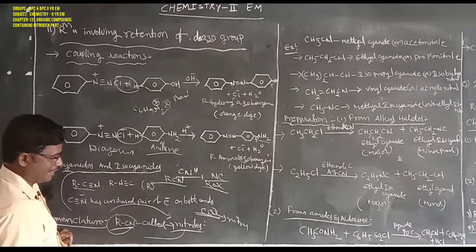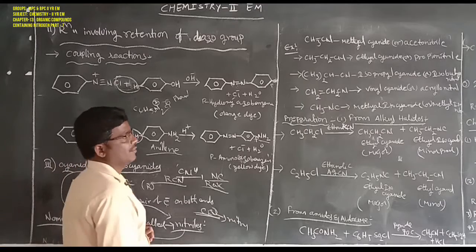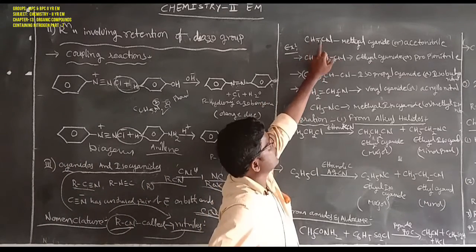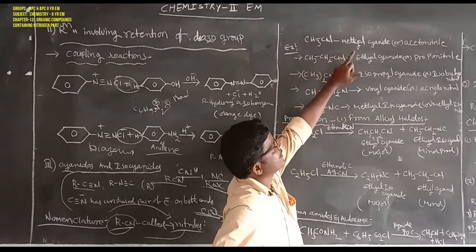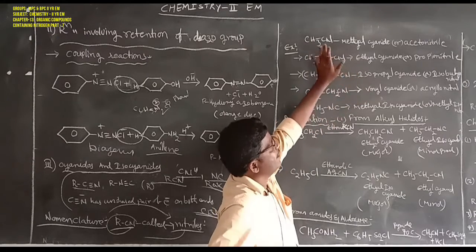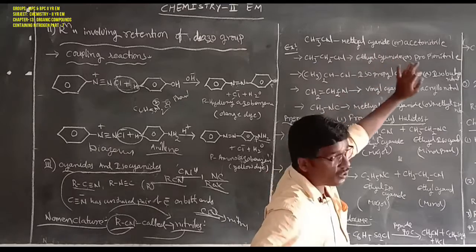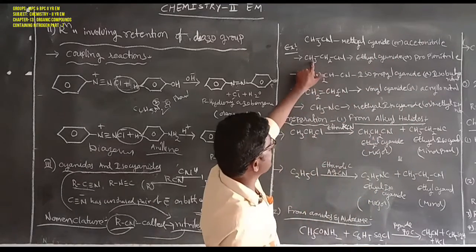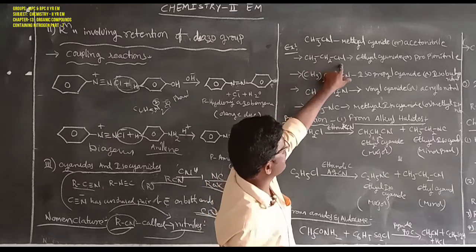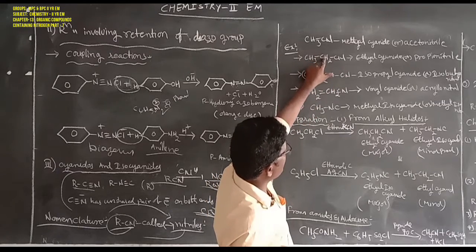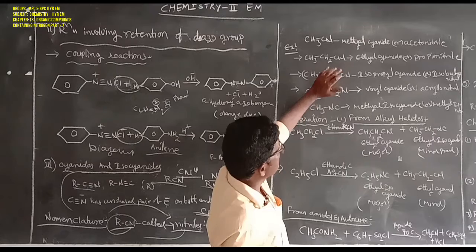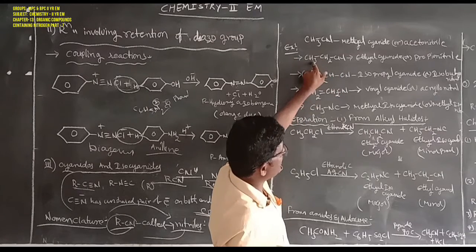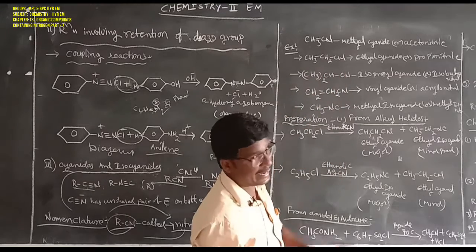Alkyl nitriles. For example, CH3-CN: the alkyl group attached with the CN is also called methyl cyanide, methyl cyanide or acetonitrile. Next one, CH3-CH2-CN. Here 2 carbon atoms are attached with the CN. With only 1 carbon atom it is called methyl; with 2 carbons it is called ethyl cyanide.